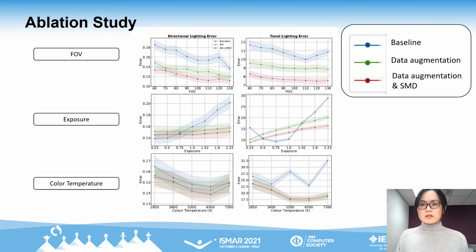Here we show our ablation study results. We investigate the contribution of using data annotation and the SMG module against the baseline network without either of them. From the figure, we can see that the data annotation and SMG module help to reduce the metric errors on a wide range of variations. The combination of data annotation and SMG achieved the best performance on both directional lighting error and tonal lighting error.